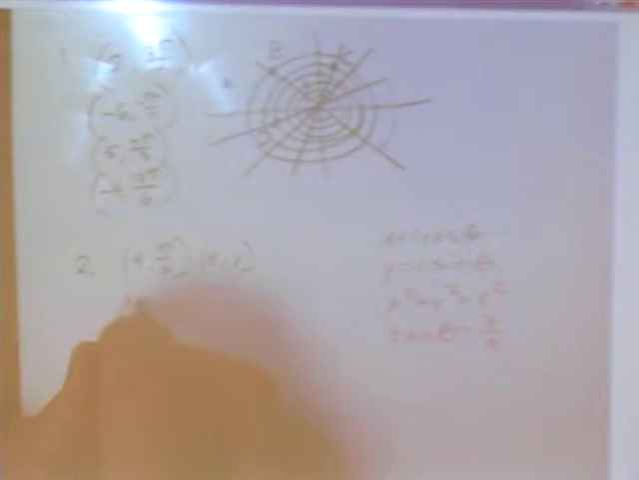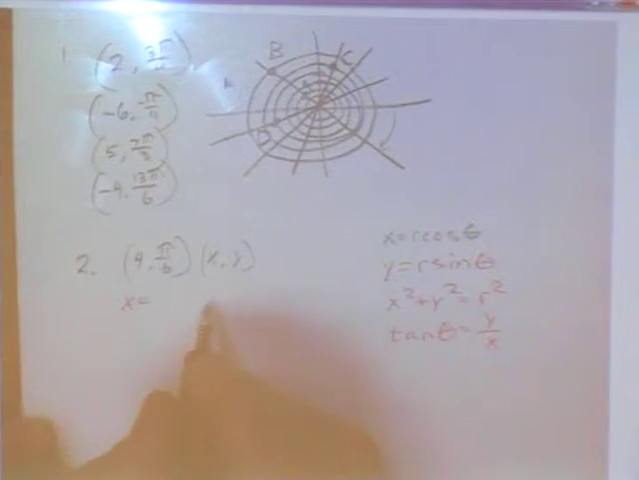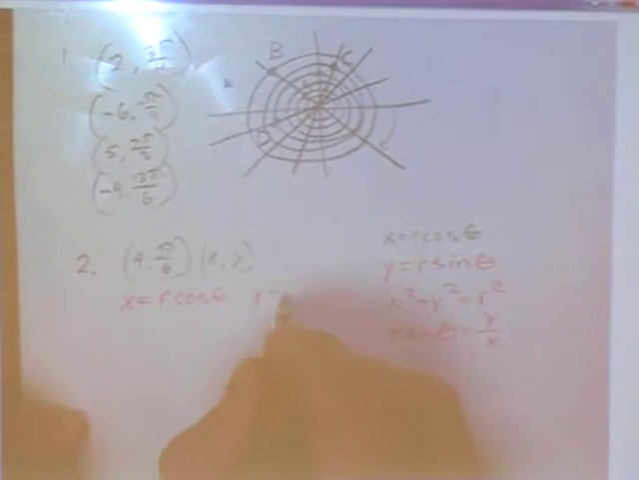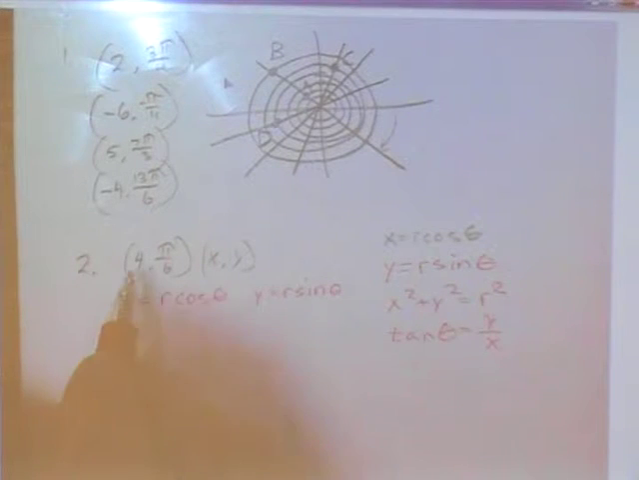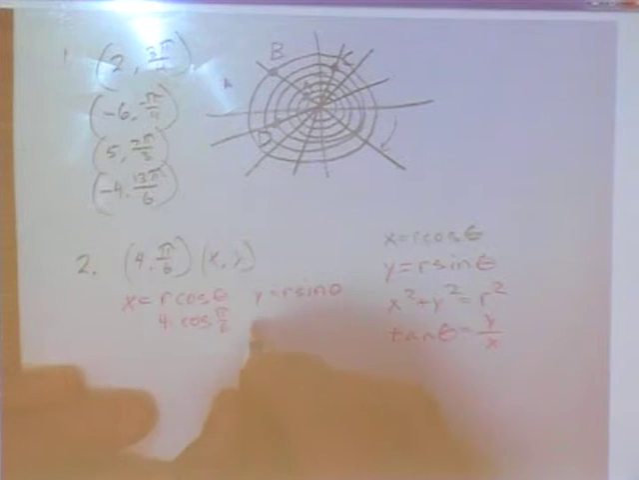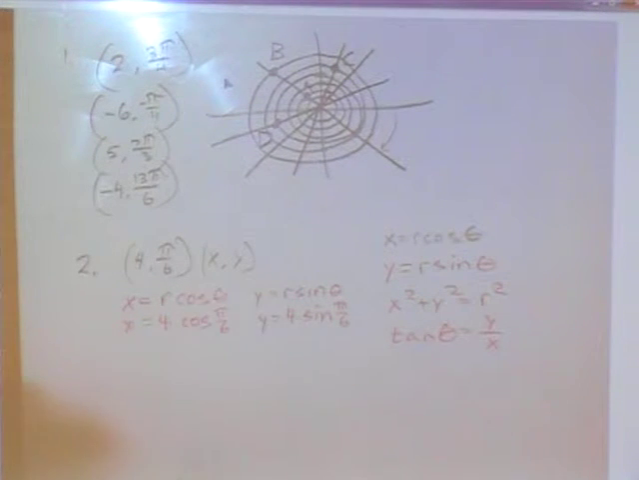So x equals r, which we don't know, right? X is r cosine of theta. Y is r sine of theta. And r is 4. And then we got to find theta by putting pi over 6 in to these positions. Now we can find x and y.